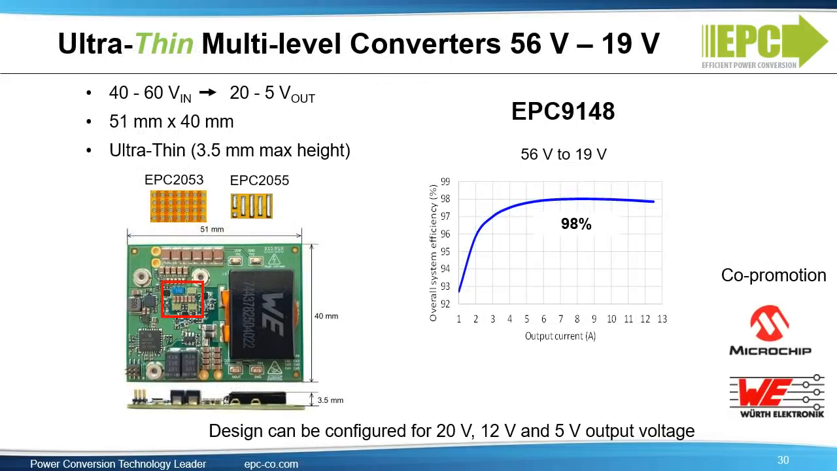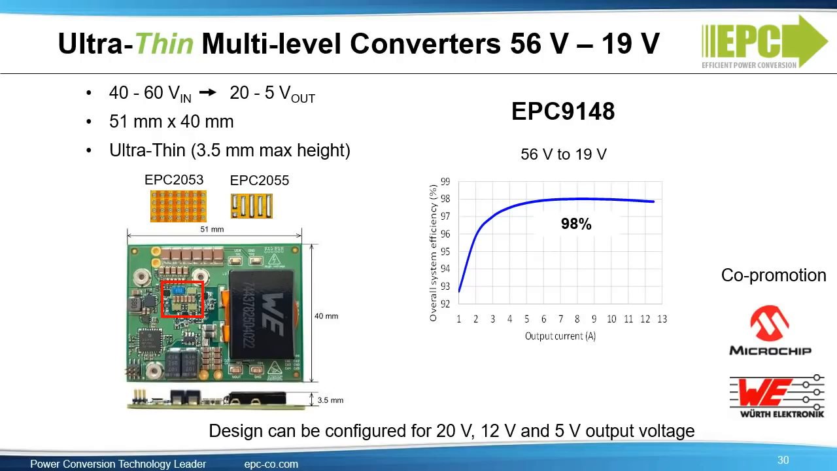This is a different reference design, also available soon from EPC. The part number is EPC9148. It's a multi-level buck regulator that converts an input voltage of between 40 and 60 volts to an output voltage that can vary from 5 volts to 20 volts. It delivers 250 watts like the one we saw before, and the efficiency for 56 to 19 volt conversion is also 98%, with a temperature rise below 40 degrees Celsius.